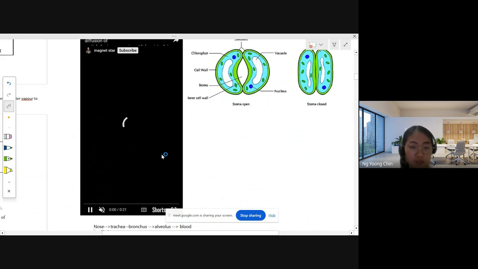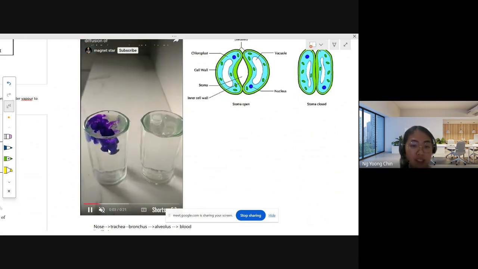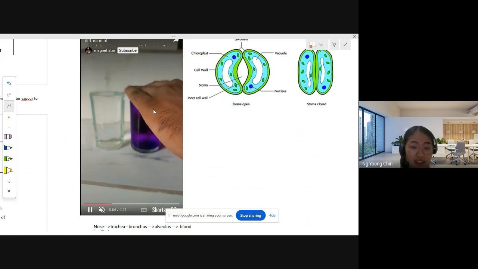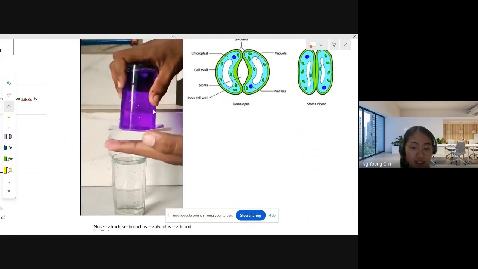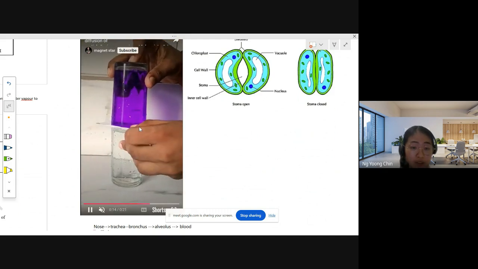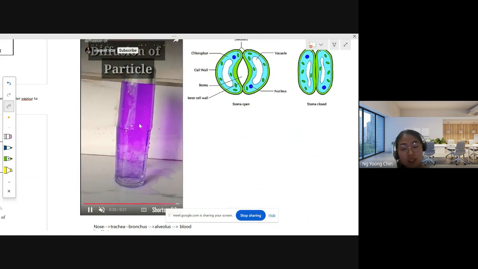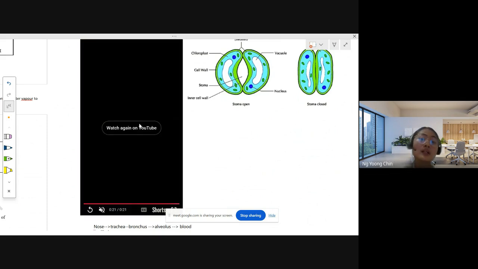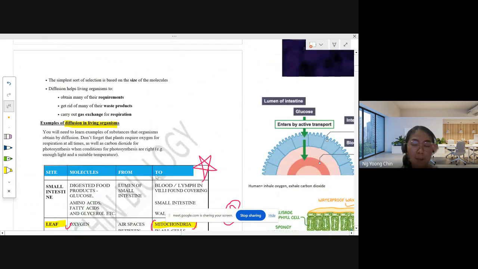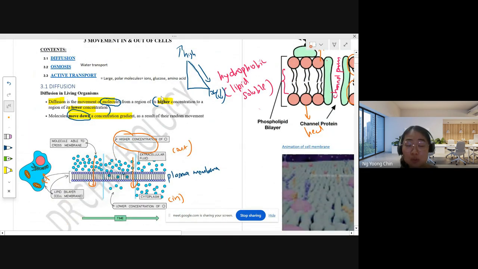Let me open the video. You can see they put two waters, and they put the color inside. Once they remove the paper, what will happen? You see, it slowly diffuses to the next bottle of water, so all becomes purple. This is known as simple diffusion, just as simple as that, which is the movement of molecules from high to low concentration, down the gradient. That's all.